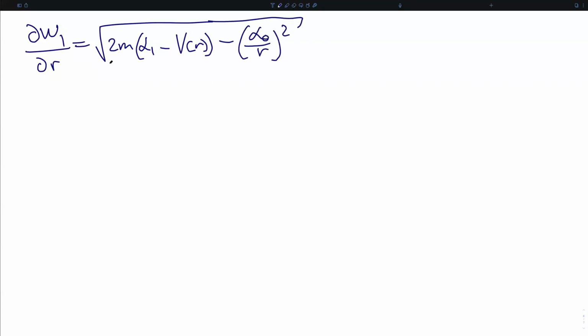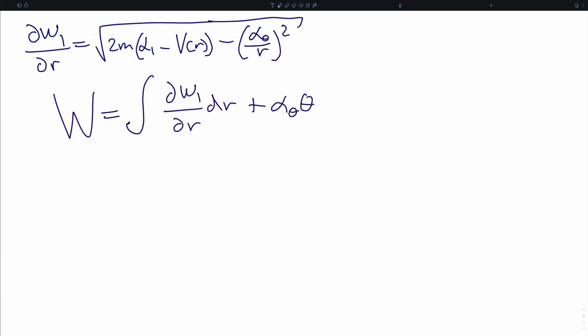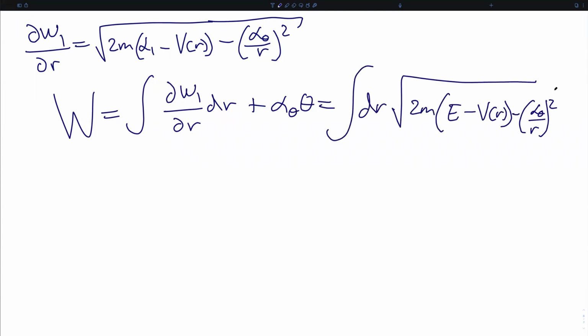The partial of that W1 function, which is a function of R only, with respect to R, is equal to the square root of twice the mass times quantity alpha 1 minus the potential function V of R minus alpha theta over R quantity squared. And that means that our full generating function, the characteristic function W, which must be equal to the antiderivative of the derivative of W1 in R with respect to R plus the alpha theta theta term, can be written as the integral in R of the square root of 2m times the total energy, which is alpha 1, minus the potential energy, minus quantity alpha theta over R squared, plus the alpha theta theta term.